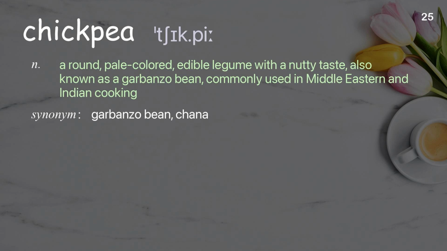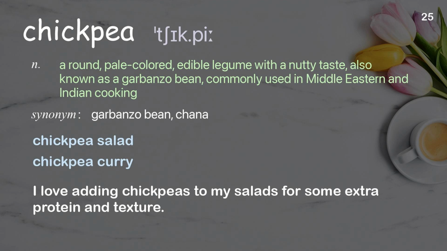Chickpea: A round, pale-colored, edible legume with a nutty taste, also known as a garbanzo bean, commonly used in Middle Eastern and Indian cooking. Examples: Chickpea salad. Chickpea curry. I love adding chickpeas to my salads for some extra protein and texture.